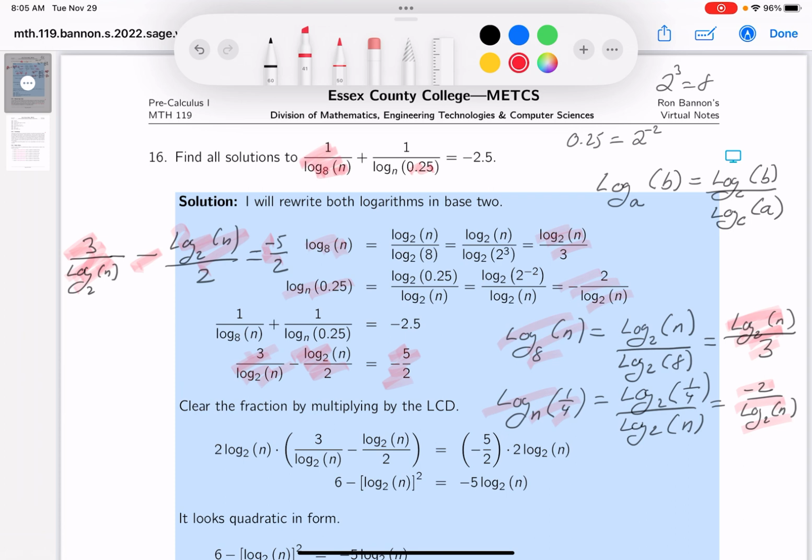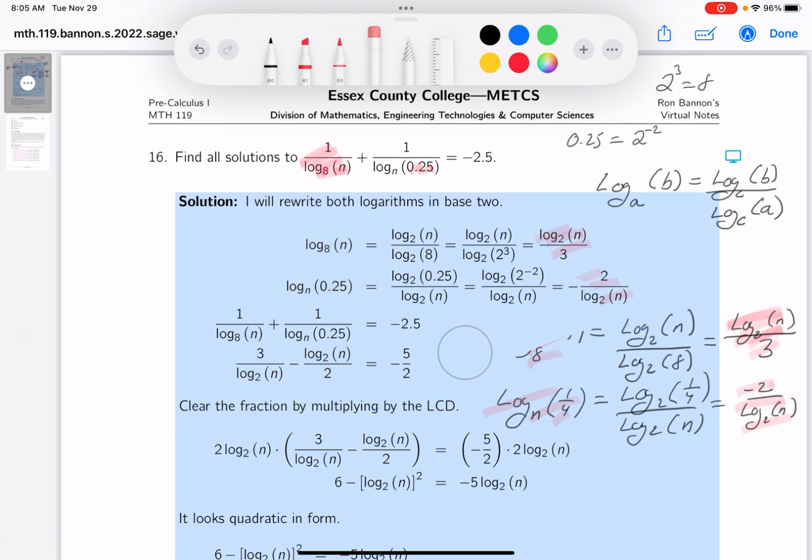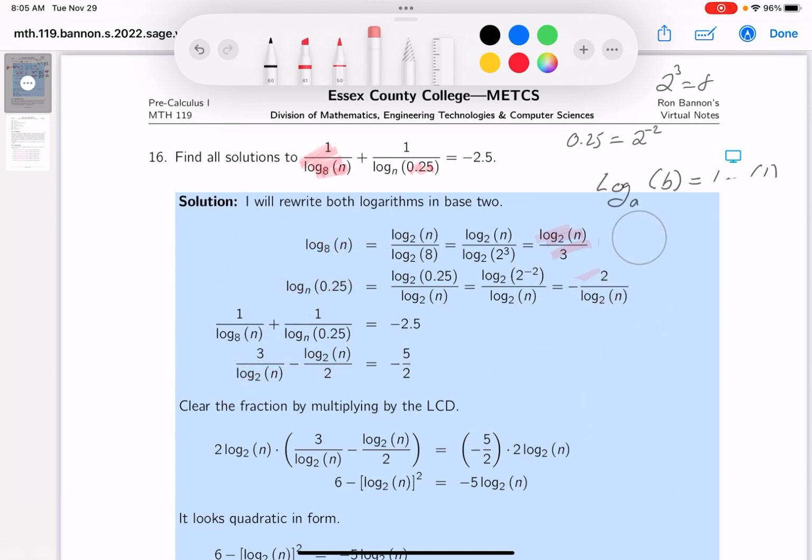Now granted, I realized something looking at it: I don't know what to do with that either. It looks just as bad as the original one. Well, at least everything's in the same log, but there are fractions here. I'm going to start to erase because I think I'm pretty comfortable with getting to where I got. All right, what I'm going to do now is multiply both sides by the LCD.